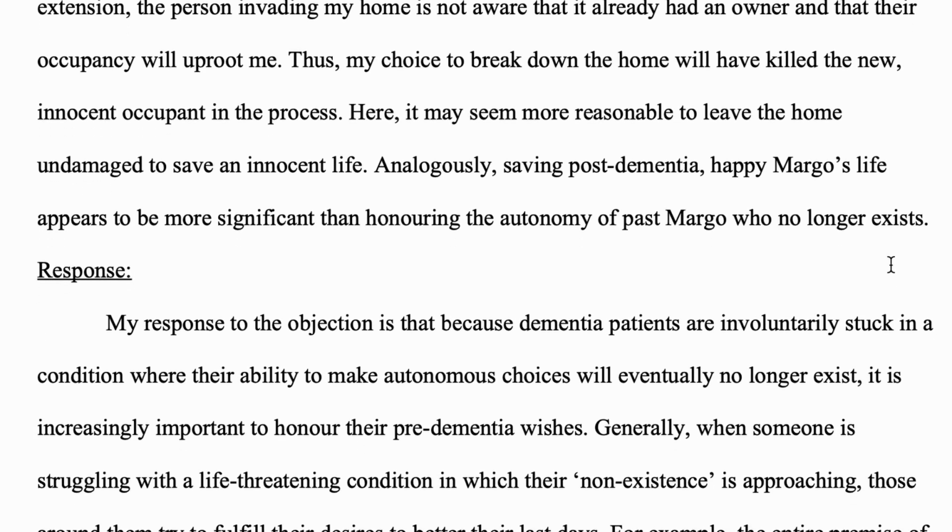with this last sentence. Analogously, saving post-dementia happy Margot's life appears to be more significant than honoring the autonomy of past Margot, who no longer exists. So we've got this person who's existing now, the kind of current Margot, and so maybe that person is more important, where we should give that person more significance in our deliberations than we should to past Margot. Interesting. Let's go on. Response.